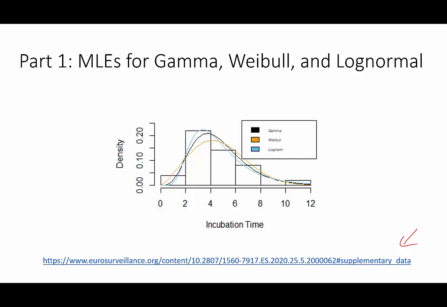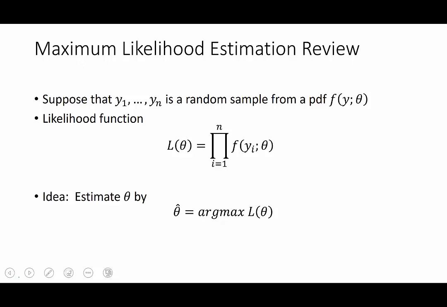So the three distributions we're going to be fitting to this data set are a gamma, a Weibull, and a log normal distribution. So before we do that, I wanted to take a minute to review what we mean by maximum likelihood estimation. Maximum likelihood estimation arises in situations when you have a random sample, so in our case Y1 through Yn is a random sample, chosen from some PDF f of y with an unknown parameter or perhaps vector of parameters theta.